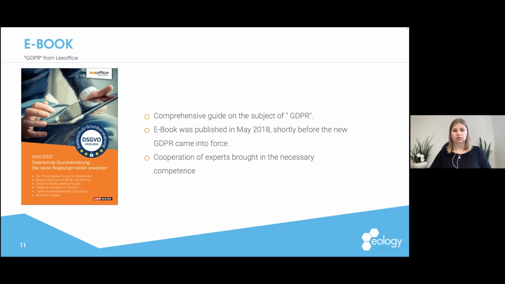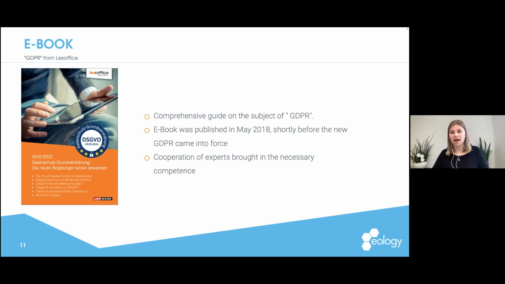We also had a cooperation of different experts and they brought the necessary competence. And it was a successful campaign because we reached out to many journalists, many webmasters, many publishers who recently wrote an article about the general data protection regulation, but they always said they miss a comprehensive guide and comprehensive ebook. So they published our guide, which they thought was pretty comprehensive.